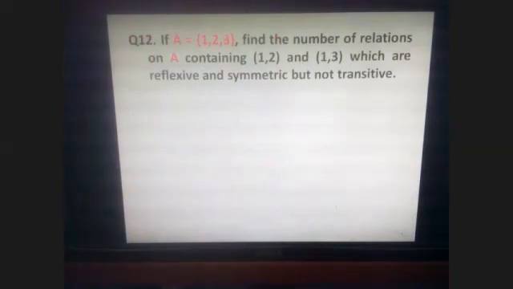Okay. Well, now let me pick up a question which can be considered as an MCQ. I'm not giving options here, but now you have to encounter multiple MCQs also. You take care of this question. A is equal to {1, 2, 3}. Find the number of relations on A containing (1, 2) and (1, 3), which are reflexive and symmetric but not transitive. Your question is how many such relations are possible on A.